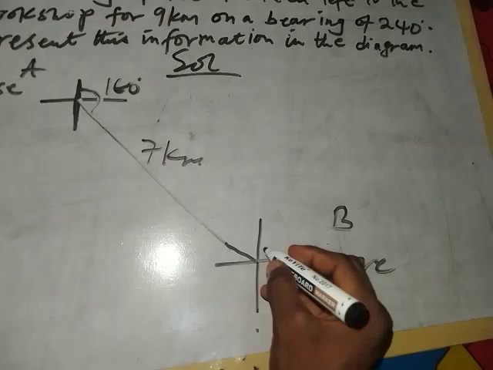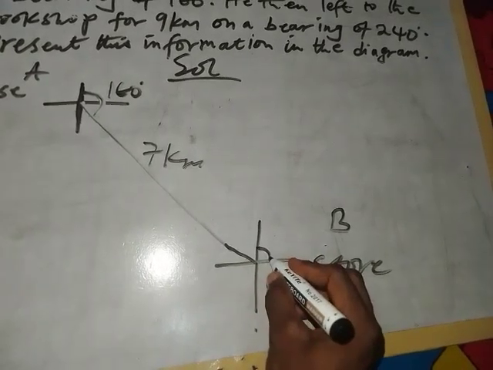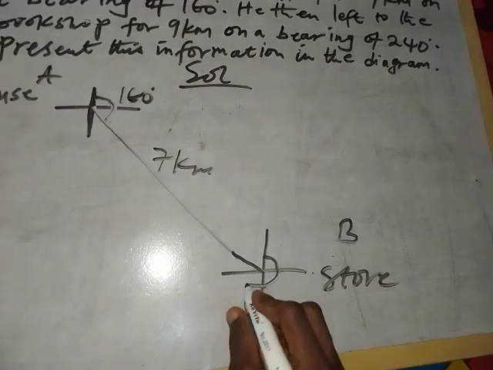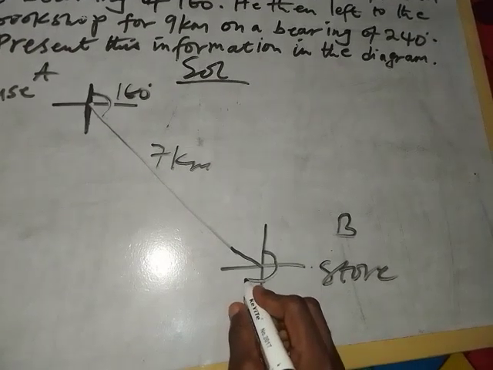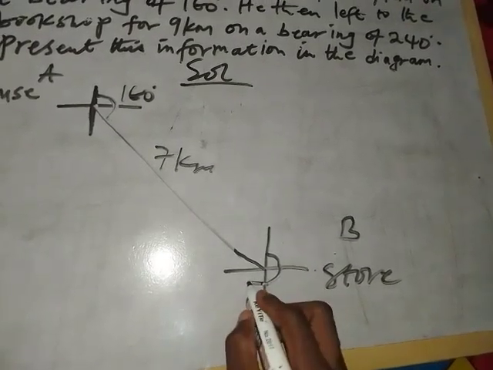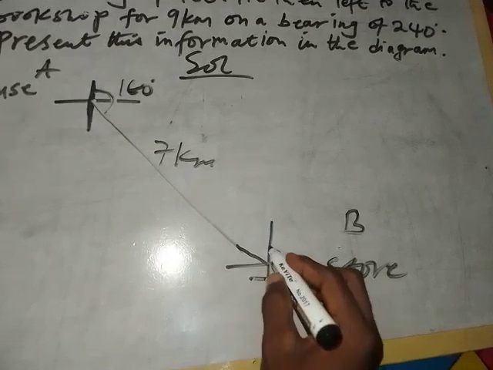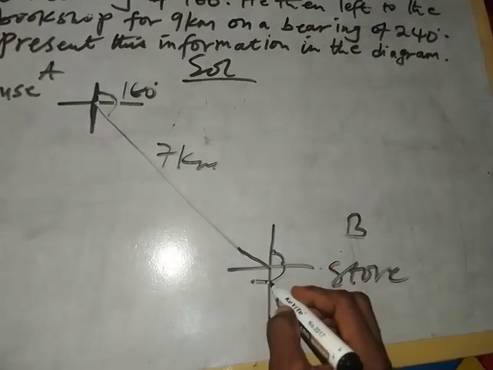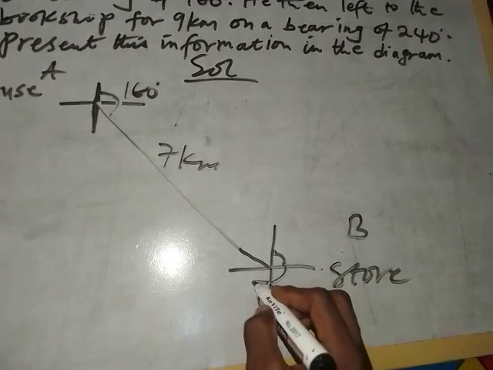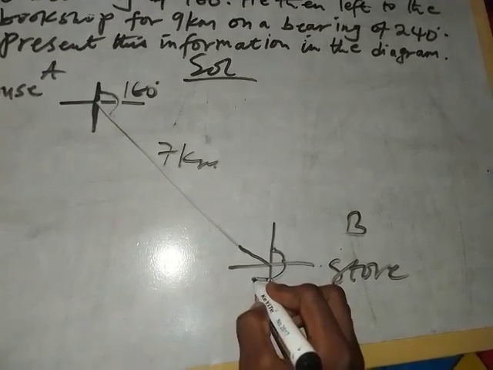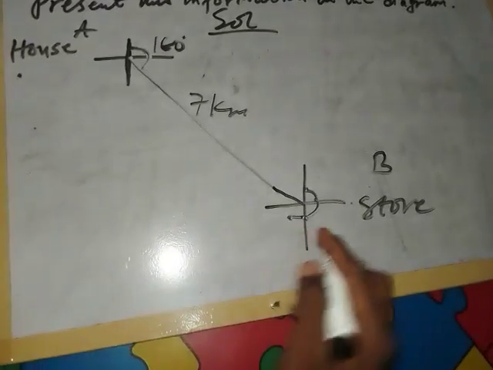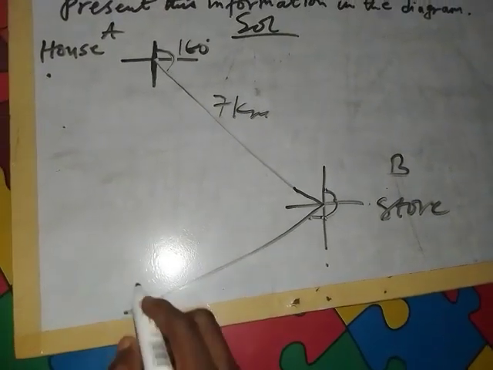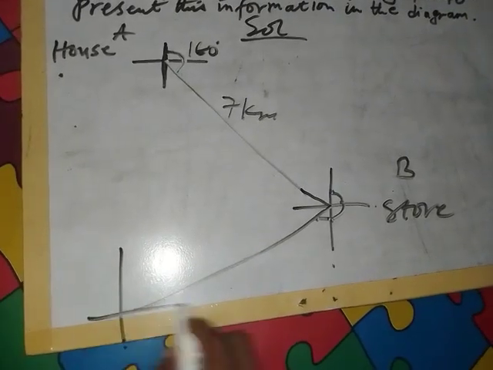So from here to here is 90, from here to here is 90, and from here to this place is 240, because from here to here is that 60 degrees. Are you getting me now? 90 plus 90 will give 180, and 180 plus that 60 degrees will give you 240 degrees. So it is here that you are going to mark and draw something like that.